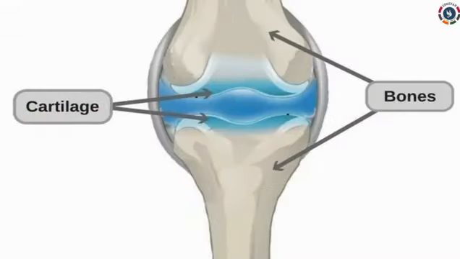What is cartilage? Most joints are covered with a tough and elastic substance called cartilage. It protects the bones by preventing them from rubbing against each other. Ears and nose are made of cartilage.